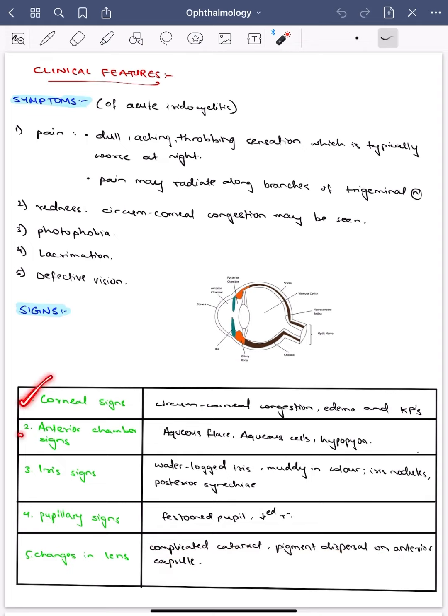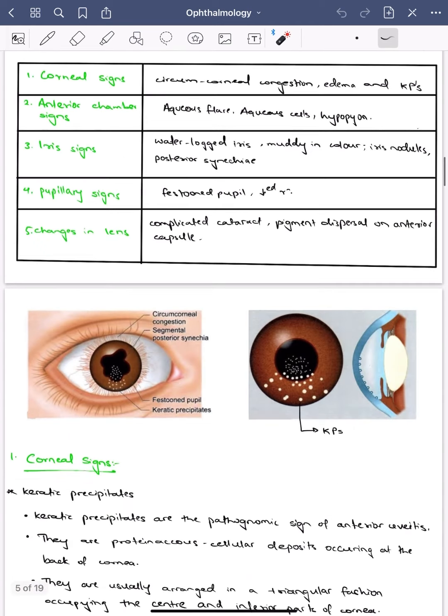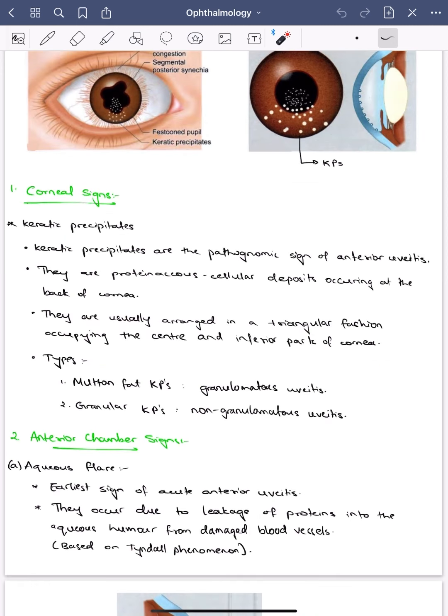So we have to remember corneal signs, anterior chamber signs, iris signs, pupillary signs, and changes in the lens. Now we'll be discussing each in detail. We have to elaborate each of them in detail for our exams as well. Now this diagram can be drawn, and this shows the circumcorneal congestion, then the festooned pupil, keratic precipitates, and posterior synechia. Okay, so this is the diagram for the signs of uveitis. Now let us begin by discussing the corneal signs.